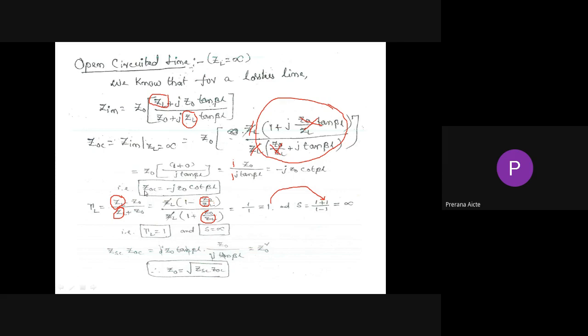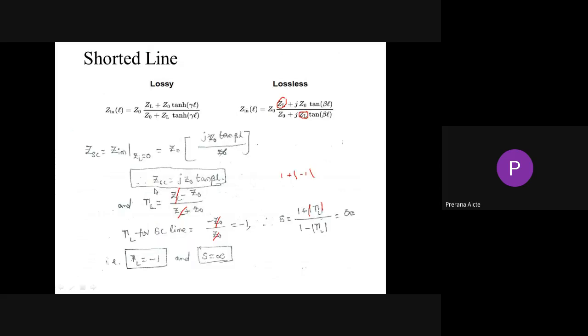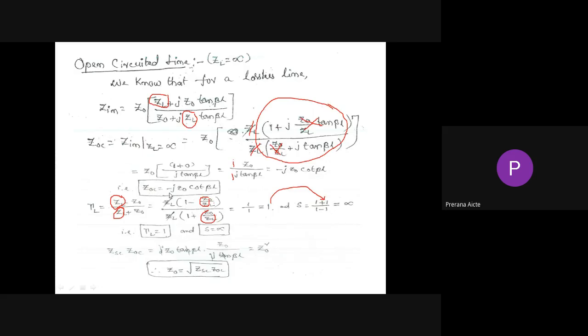now we can recall this ZOC and ZSC. This expression: ZSC is equal to j Z naught tan beta L. Similarly, ZOC is equal to minus j Z naught cot beta L. Now you can recall these two equations and multiply them. So Z naught into ZOC, while multiplying these two, what will happen? ZSC is equal to j Z naught tan beta L into ZOC, which is equal to this expression, minus j Z naught cot beta L.